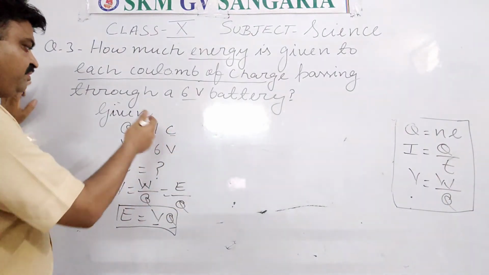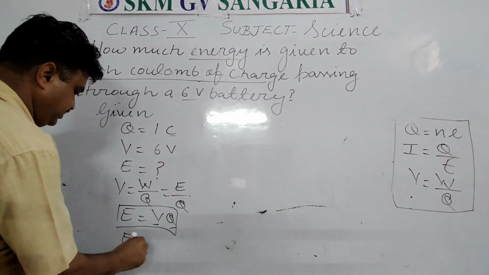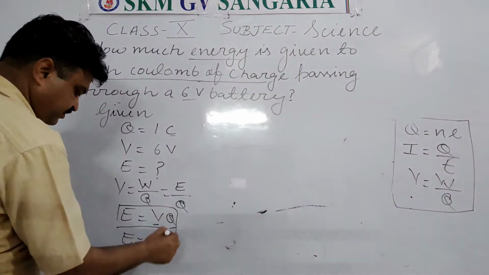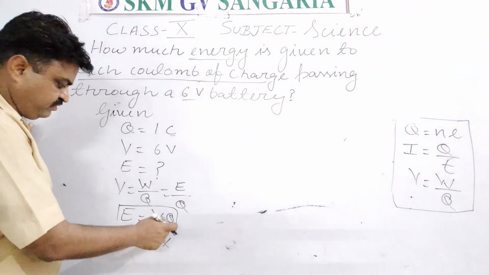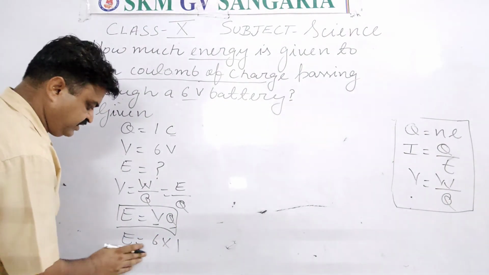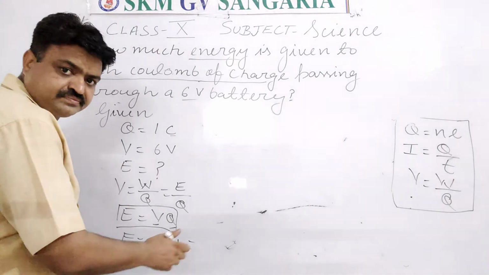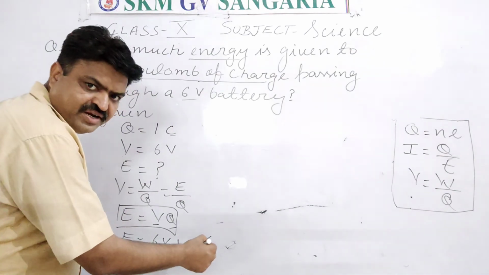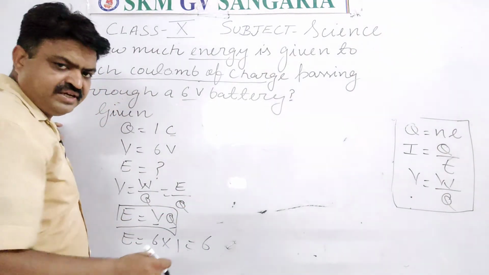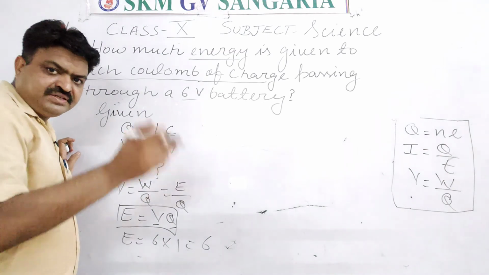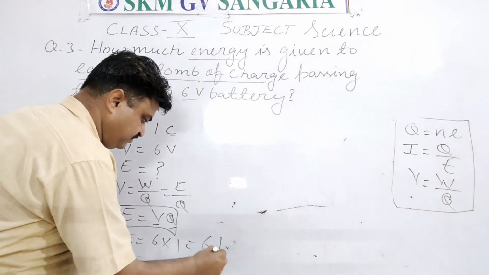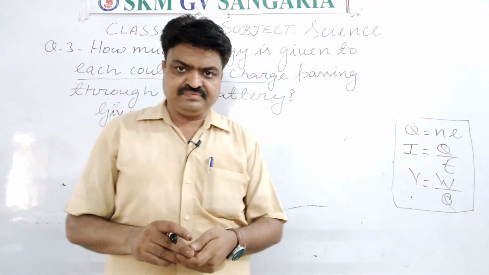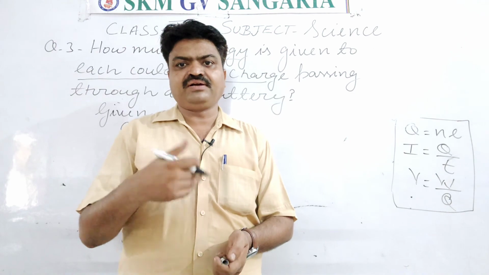Now, in this formula we will put these quantities and easily get the answer. V is 6, so here you write 6, and in the place of Q you will write 1, and the answer that you will get here is 6. Only 6. What should we write? We should write the SI unit. So, what is the SI unit of energy, student? It is similar to work. It is joule. 6 joule.